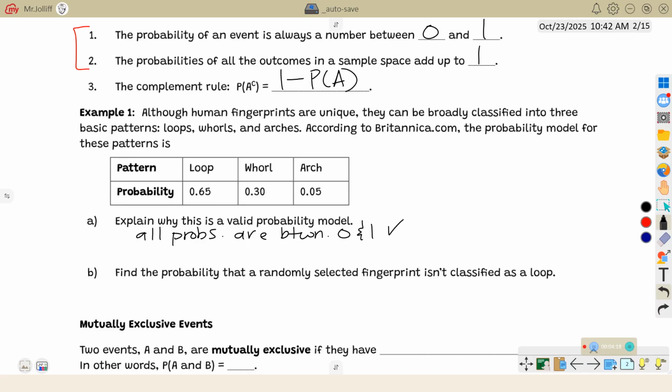Next check. Do all of those probabilities in our sample space add up to 1? So is 0.65 plus 0.30 plus 0.05 equal to 1? The answer is yes. We have met both of those requirements, therefore this is a valid probability distribution. Those are the two checks.